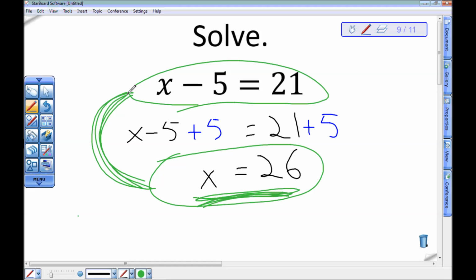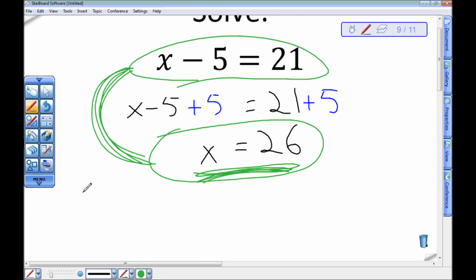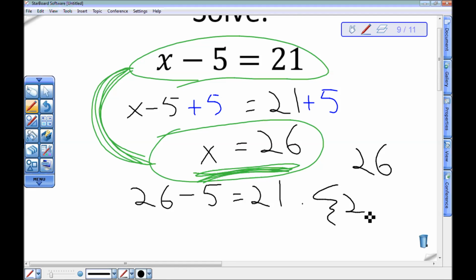Now, I am not above making an algebraic mistake or an arithmetic mistake at some point, so I always want to double check. Is 26 the only element of the solution set? I can check that by going back to my original equation and asking: is 26 minus 5 equal to 21? Yeah, 26 minus 5 is 21. Great. 26 is the solution of this equation. It's the set with just the element 26.